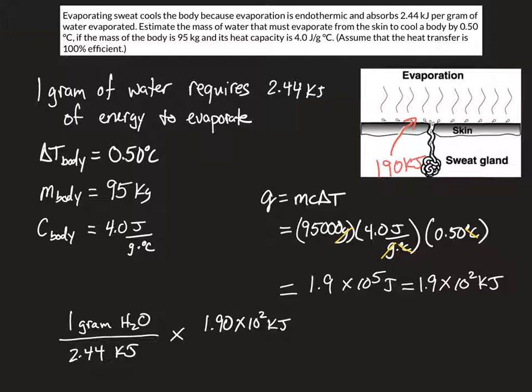So I'm going to multiply that ratio by 190 kilojoules, and that is going to give the overall answer in terms of mass of water, here rounded to 2 significant figures, of 78 grams of H2O.